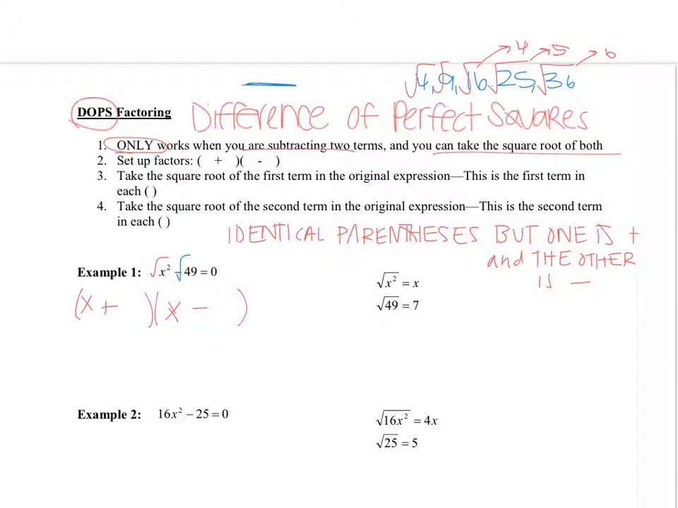Okay, so you set up your parentheses and you take the square root of both terms. So I square root both sides and I get, well, square root of x squared gives me x. Square root of 49 gives me 7, which goes in both spots. And again, it's equal to 0.